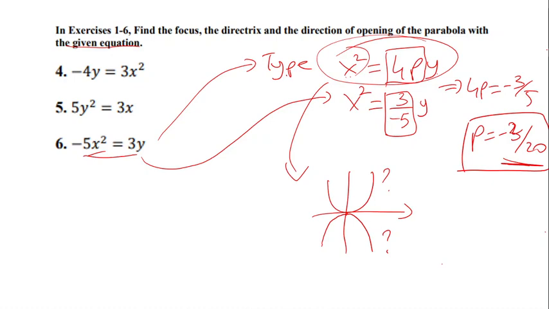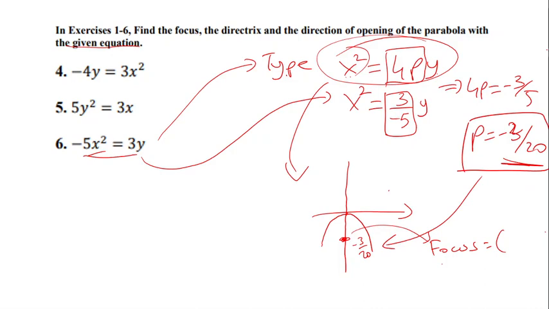So the focus, the p should be now on the axis of symmetry. Is it here or here? Negative 3 over 20 is here. So you can say this is not the one we are looking for. So it will open down. Now the focus here, what are the coordinates of this point? x is 0, and then its y value is negative 3 over 20.